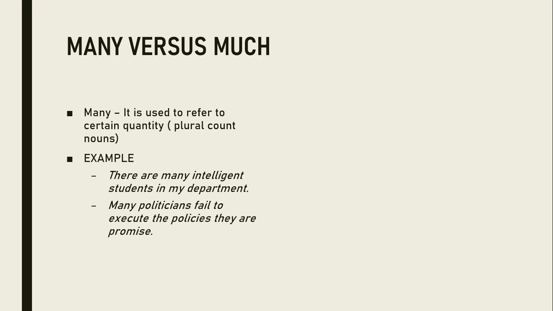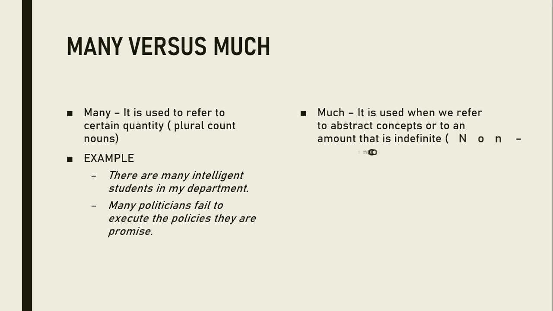Many politicians fail to execute the policies they promise. There's an error to avoid there: it is they promise, not their promise. So this is how many can be used. Now, let's see how much is used. Much is used to refer to abstract concepts, or to an amount that is indefinite. Non-count nouns. It's used when you want to describe an amount of a non-count noun, not a plural count noun, unlike many.